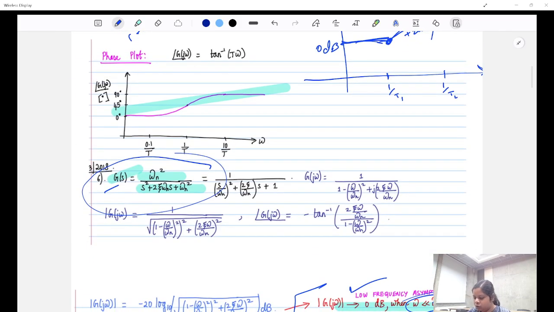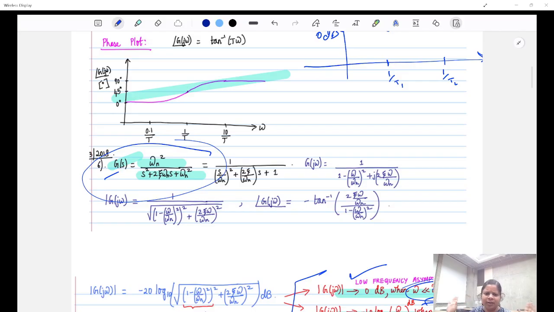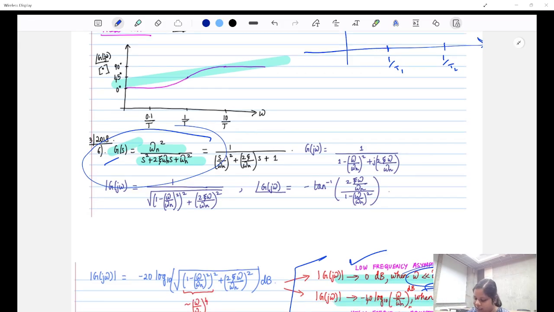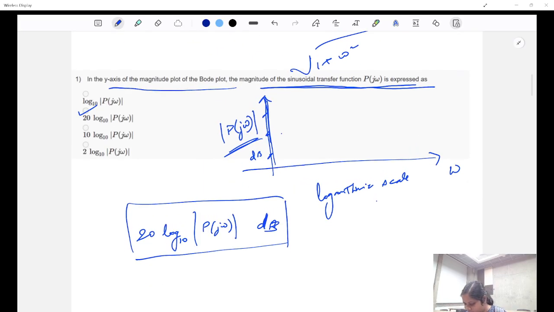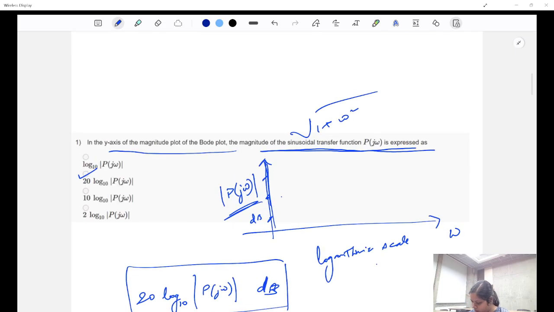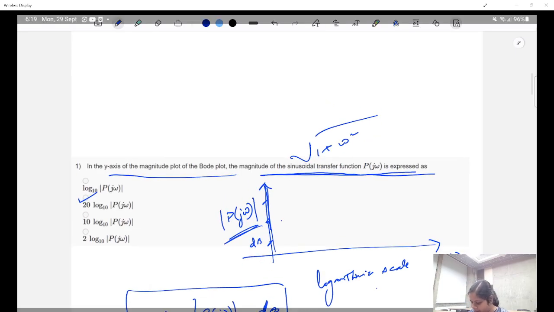Okay. So I won't go into details of the phase plot. The phase plot is as it is. You see at a lower frequency, a corner frequency, and a higher frequency, and you get the phase plots as well. Okay. So we had done a couple of questions. I won't go into the questions now. Now let's move to today's topic.